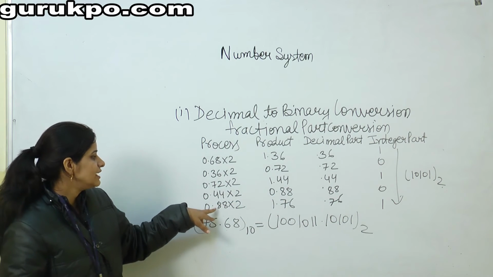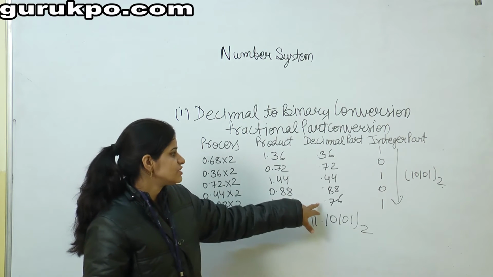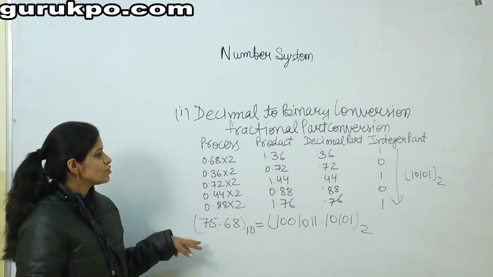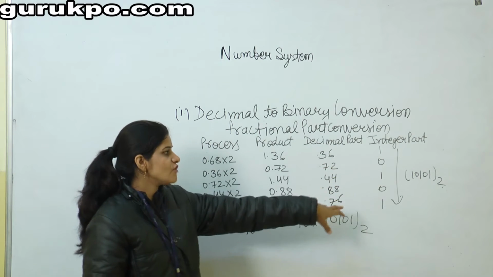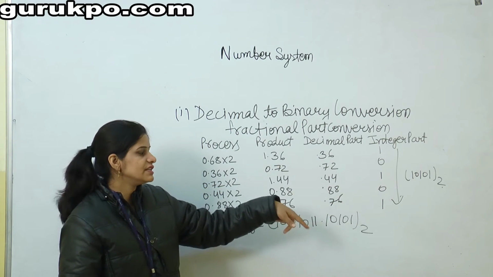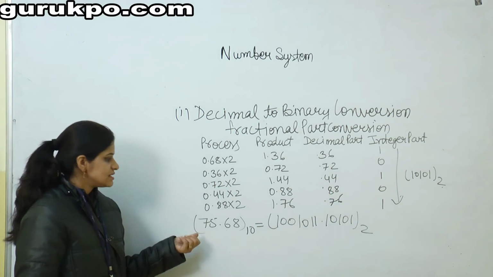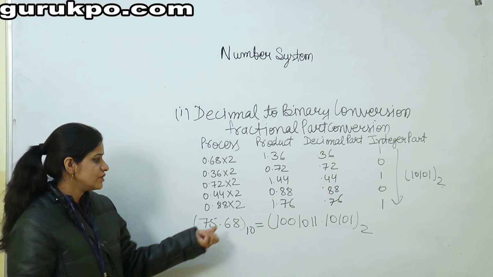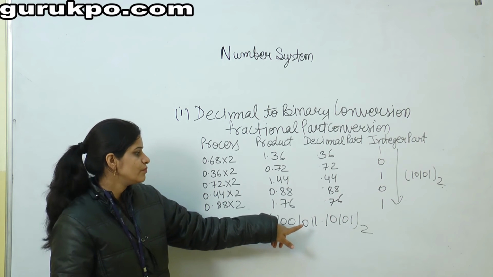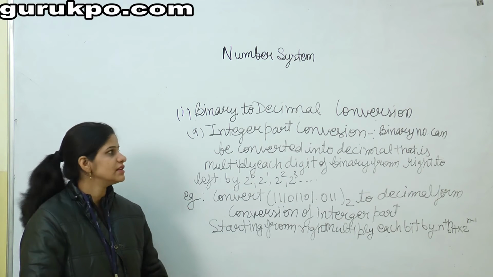And then also multiply 0.88 by 2 and the product is 1.76, decimal part is 0.76 and integer part is 1. The integer parts are the answer of the fractional part conversion, written in downward direction, that is 1 0 1 0 1. So the decimal part converted to binary form, and the binary answer is 1001011.10101.